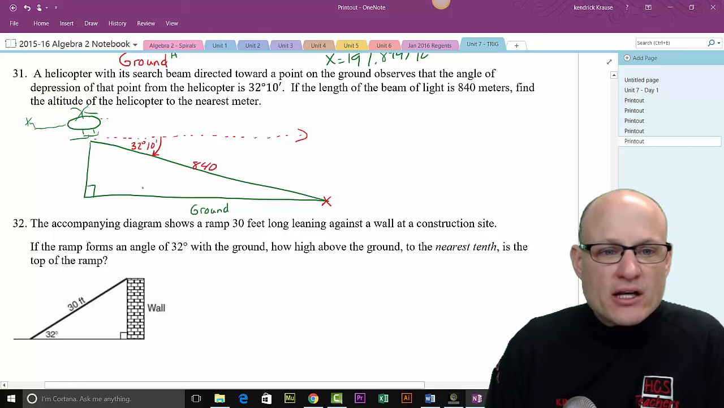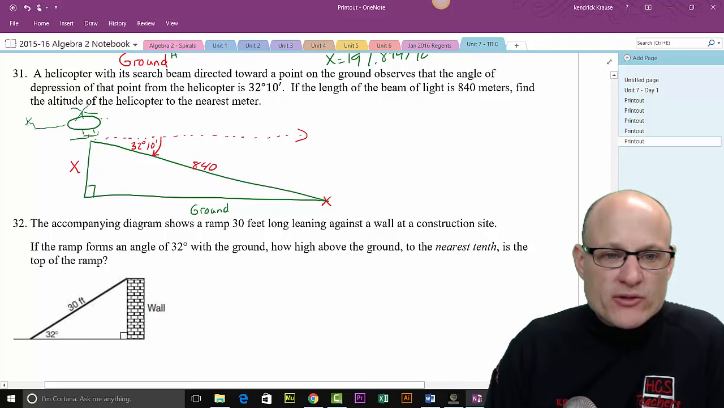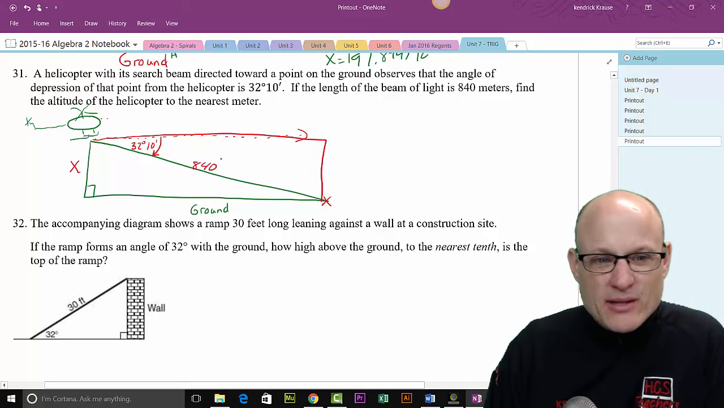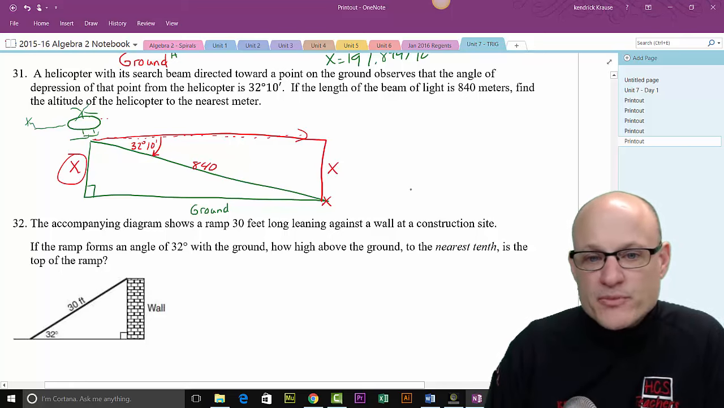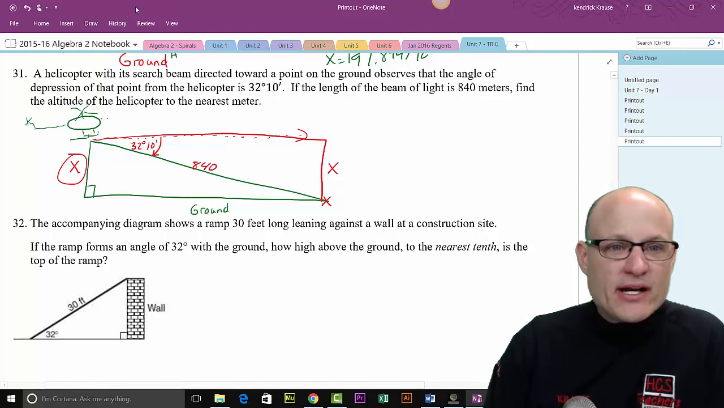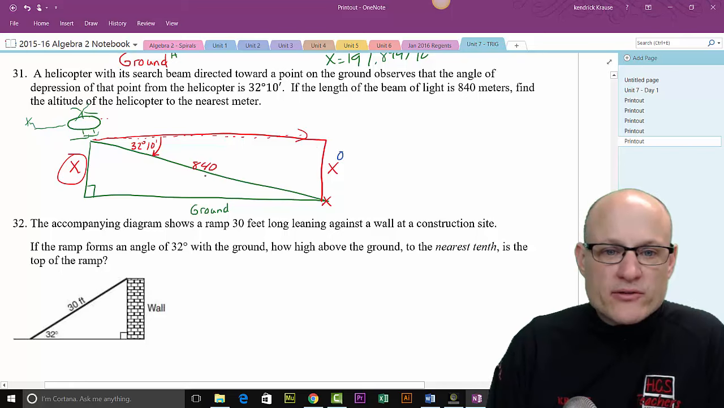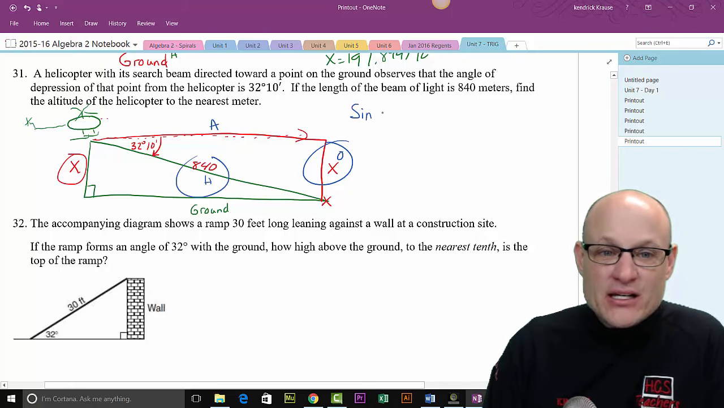Well, unfortunately, the only angle I'm given is this one. So maybe instead of using that green triangle, maybe what we'll use is this triangle, because they're pretty much the same thing. So if this is my altitude of my helicopter, so is this. So I think I have everything I need here. Let me give a different color. This is opposite. This is hypotenuse. This would be adjacent. I'm using O and H. That's sine. So sine of 32 degrees 10 minutes is equal to x over 840.